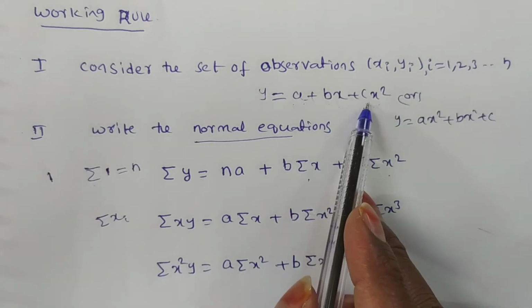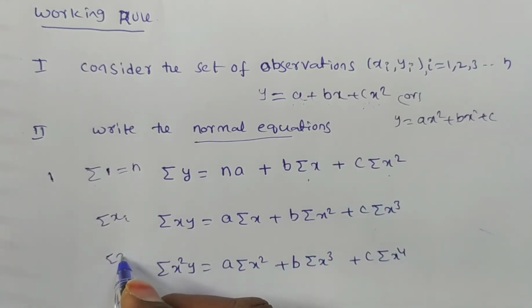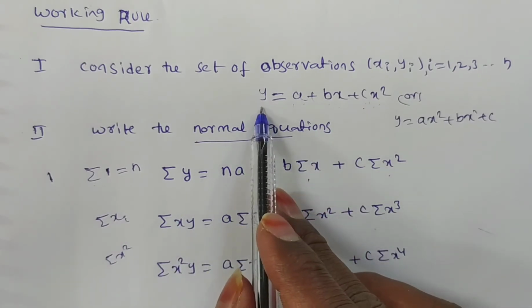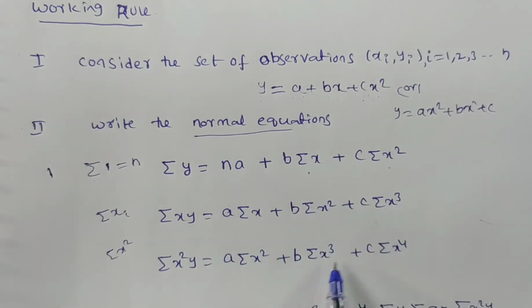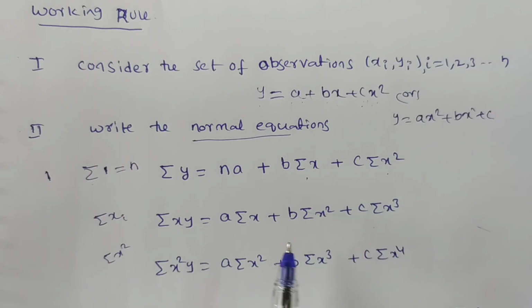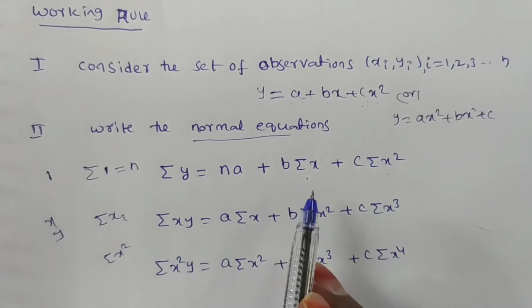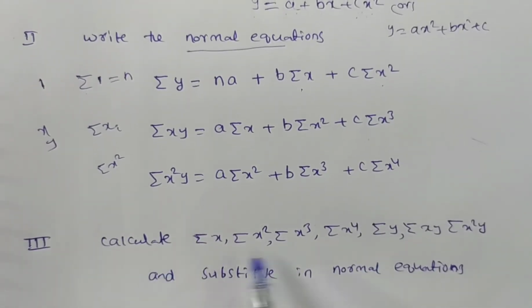And for the last equation we multiply with the c coefficient. What is the c coefficient? x square. So we multiply the entire equation with x square: summation x square y, a into summation x square, b into summation x cube plus c into summation x power 4. In these three equations we know only x values and y values, but we require summation x, summation x square, summation x cube, summation x power 4, summation y, summation xy and summation x square y. So we have to get all these values.